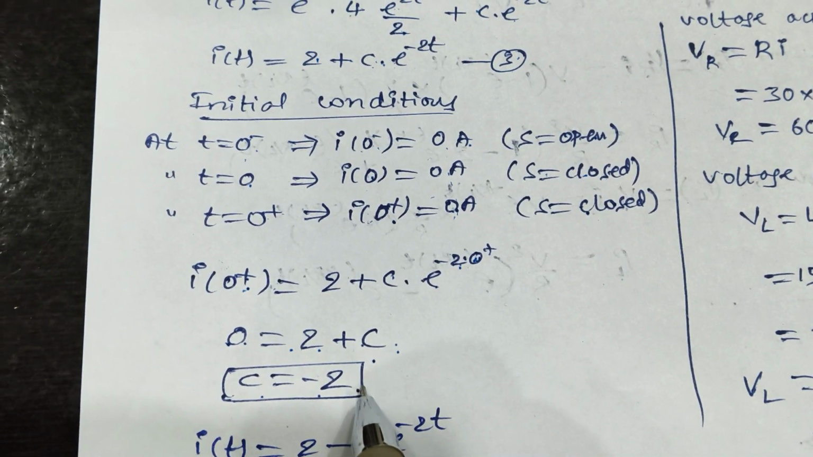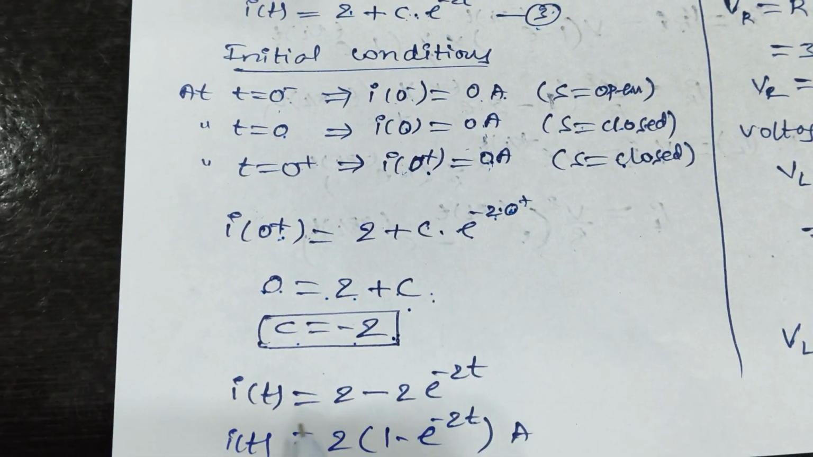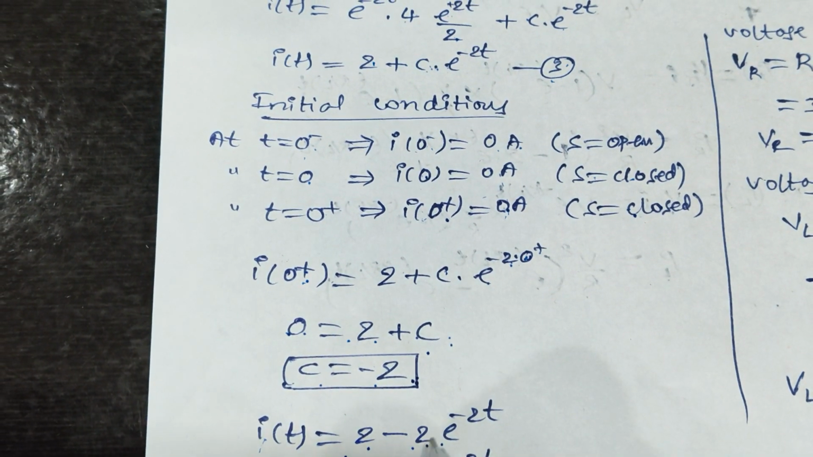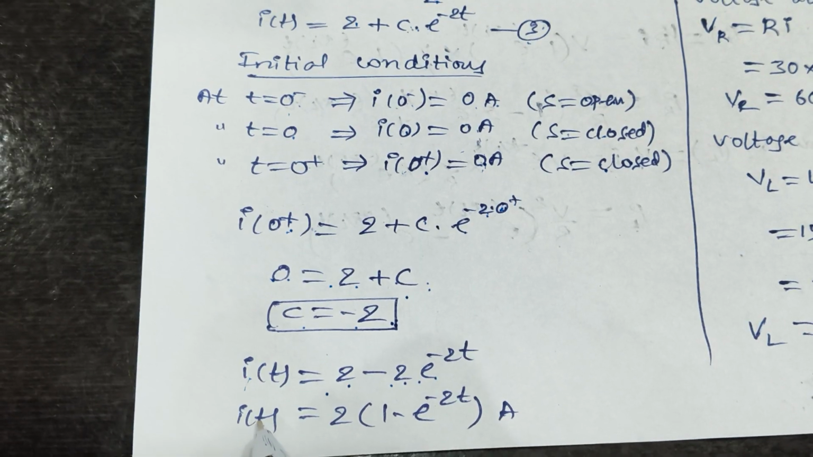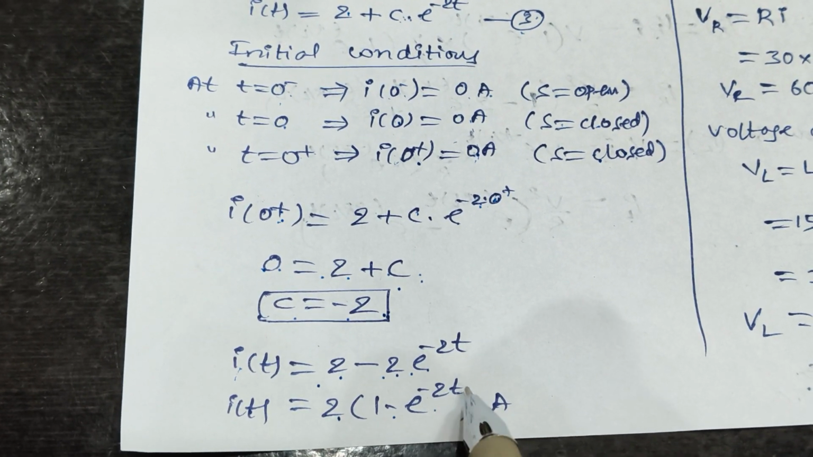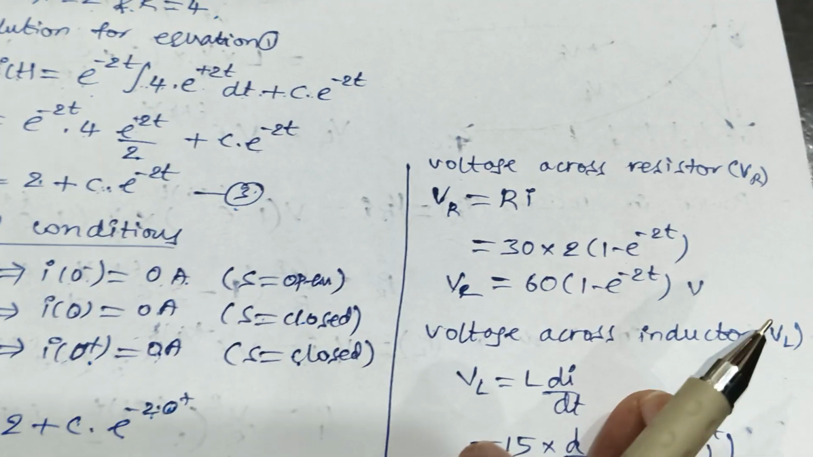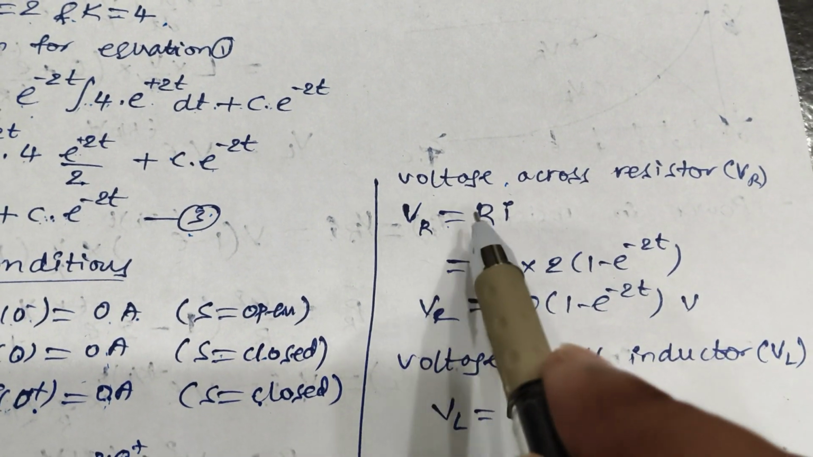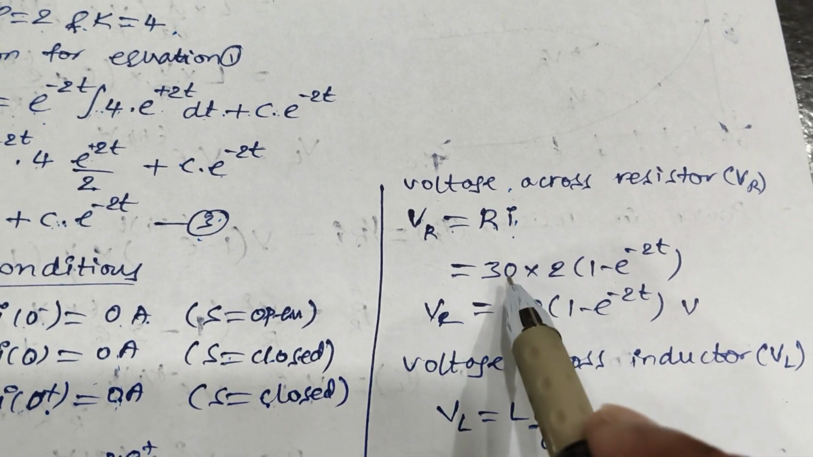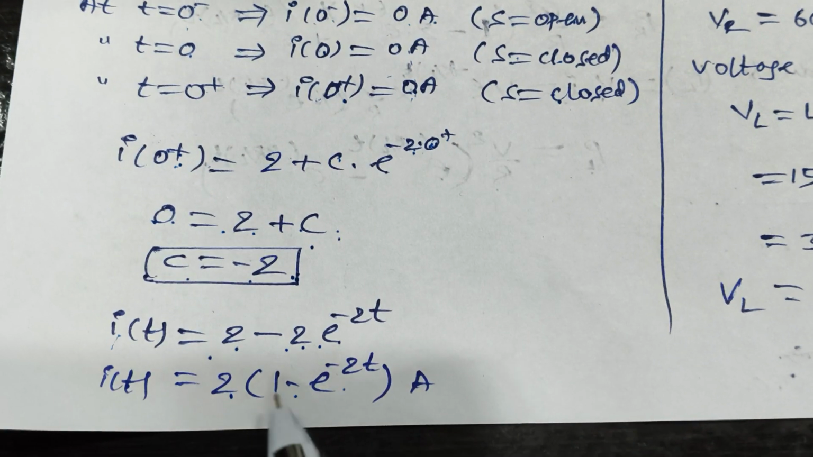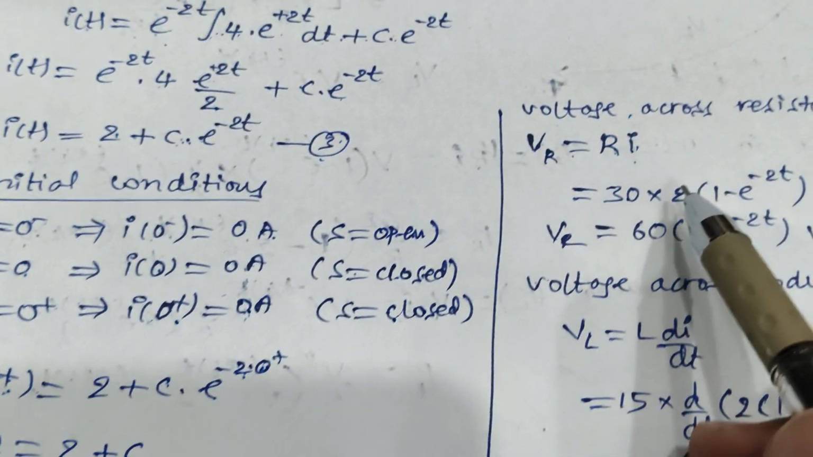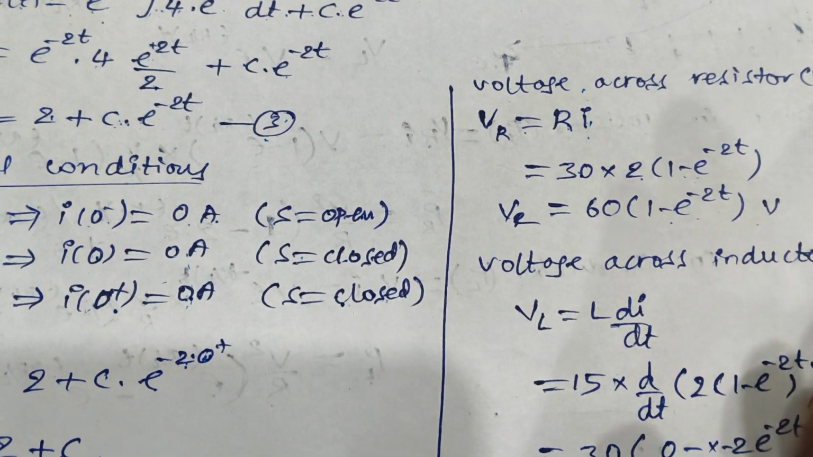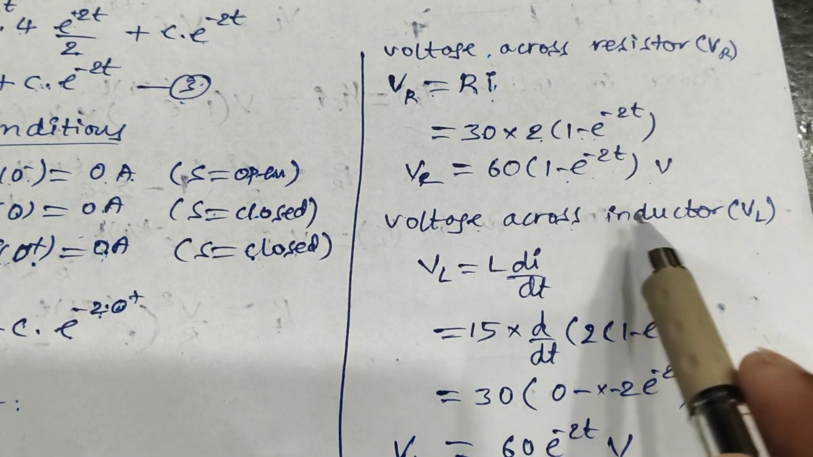I will substitute this c is equal to minus 2 in the third equation to know the complete solution. i of t is equal to 2 minus, in place of c I will substitute minus 2 into e power minus 2t, which is equal to i of t is equal to 2 into 1 minus e power minus 2t amperes. Further, we have to find out the voltage across resistance. Voltage across resistance is nothing but R into i, where R is equal to 30 and the i equation we already got as 2 into 1 minus e power minus 2t. So 30 into 2 into 1 minus e power minus 2t, which is equal to 60 into 1 minus e power minus 2t volts.